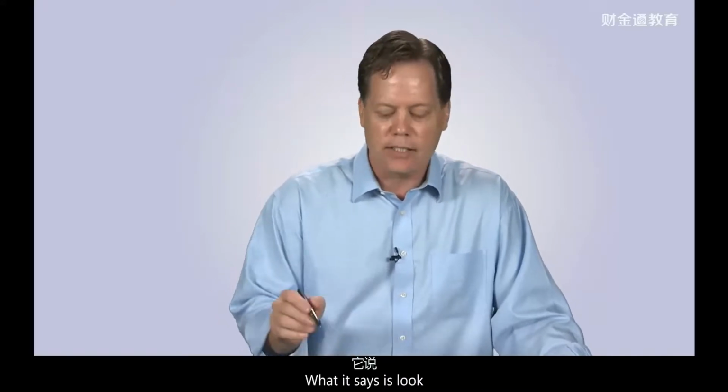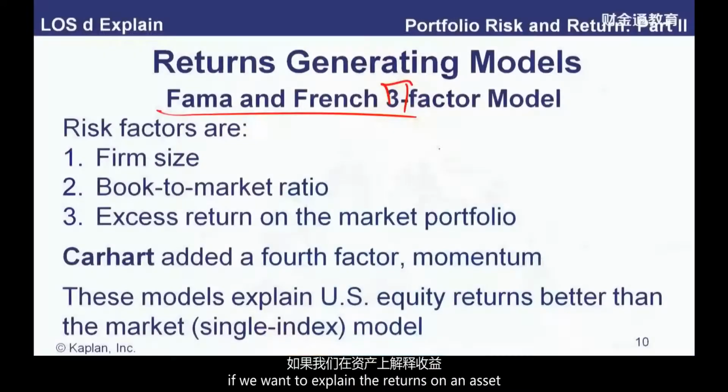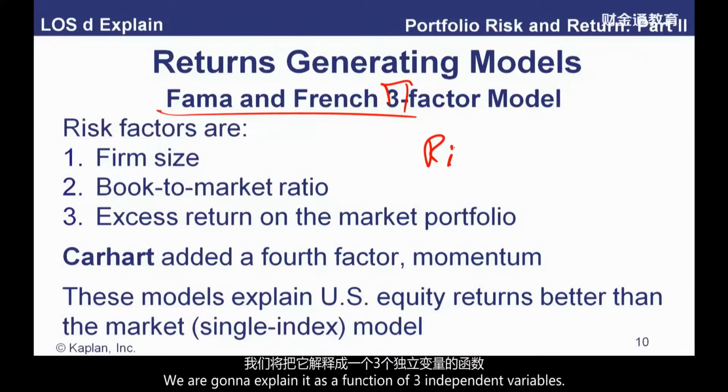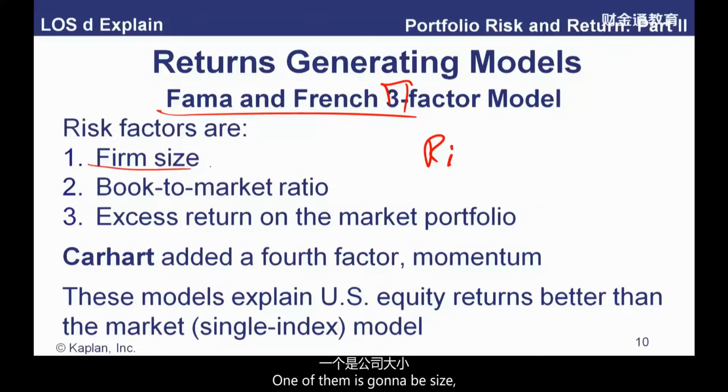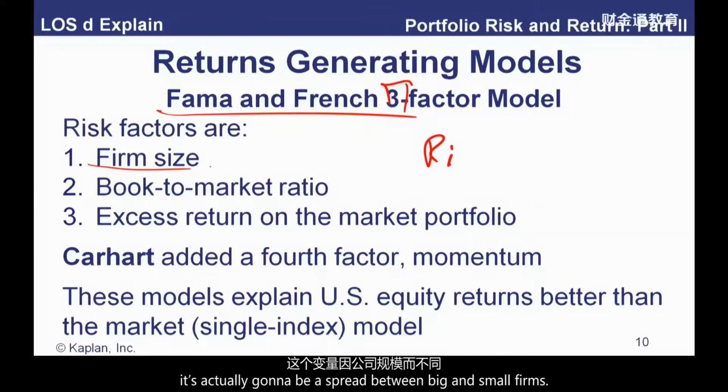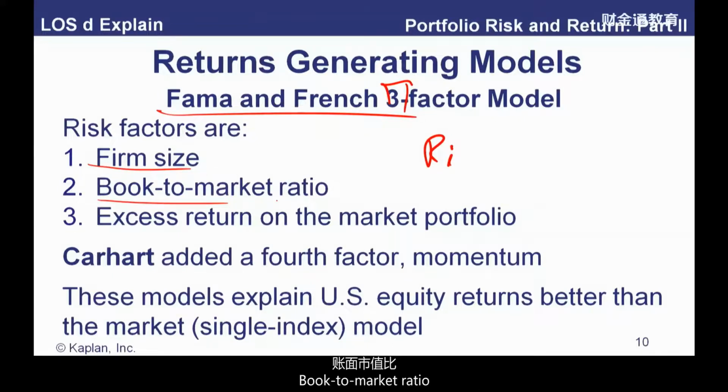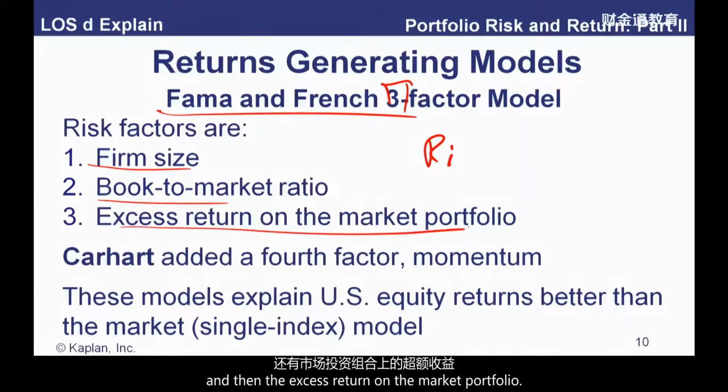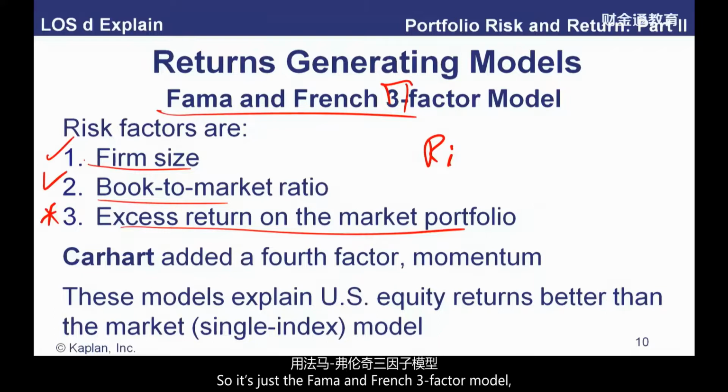And what it says is, look, if we want to explain the returns on an asset, so R_i, that's the returns on an asset, we're going to explain it as a function of 3 independent variables. One of them is going to be size. It's actually going to be a spread between big and small firms. Then the book to market ratio, and then the excess return on the market portfolio. This is from the capital asset pricing model, as we'll see. So it's just the Fama-French 3-factor model.